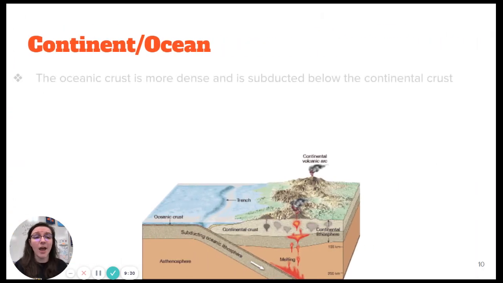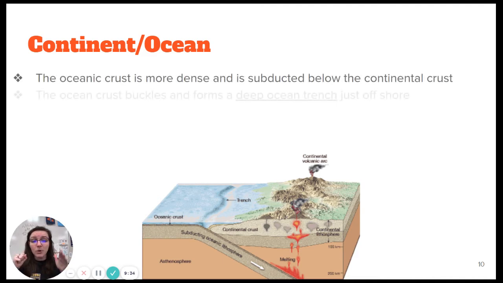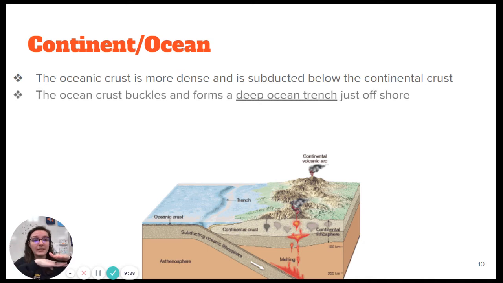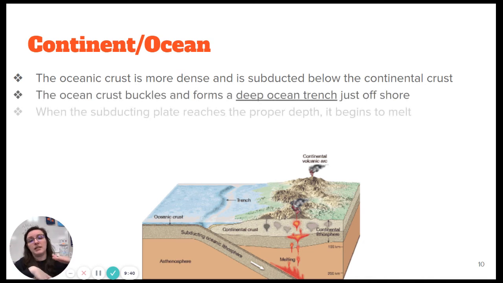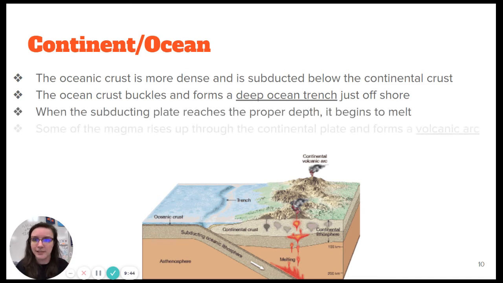So a continent-ocean boundary: hopefully you remember, ocean is more dense than continent. So the ocean is going to subduct under the continent. The ocean is going under the ground, or the ocean plate, to be clear, not the water.